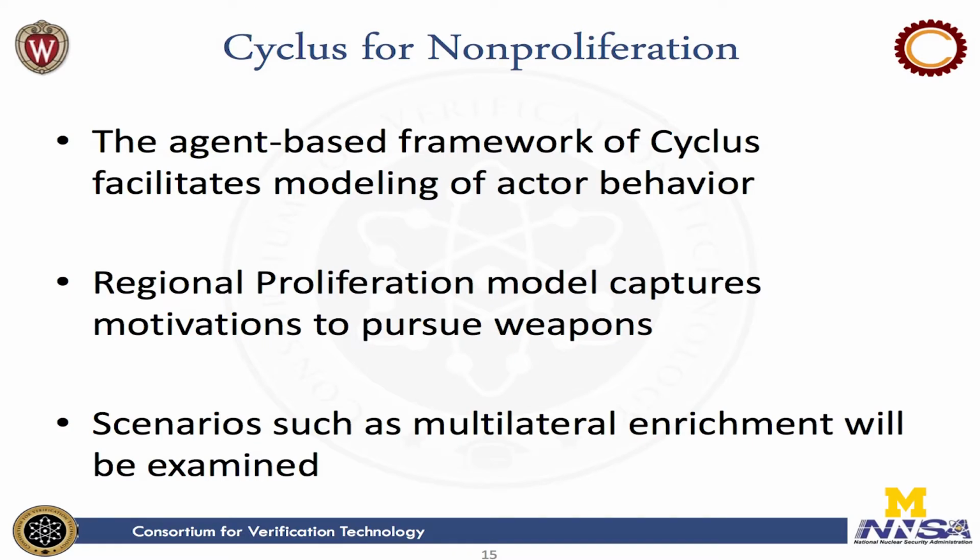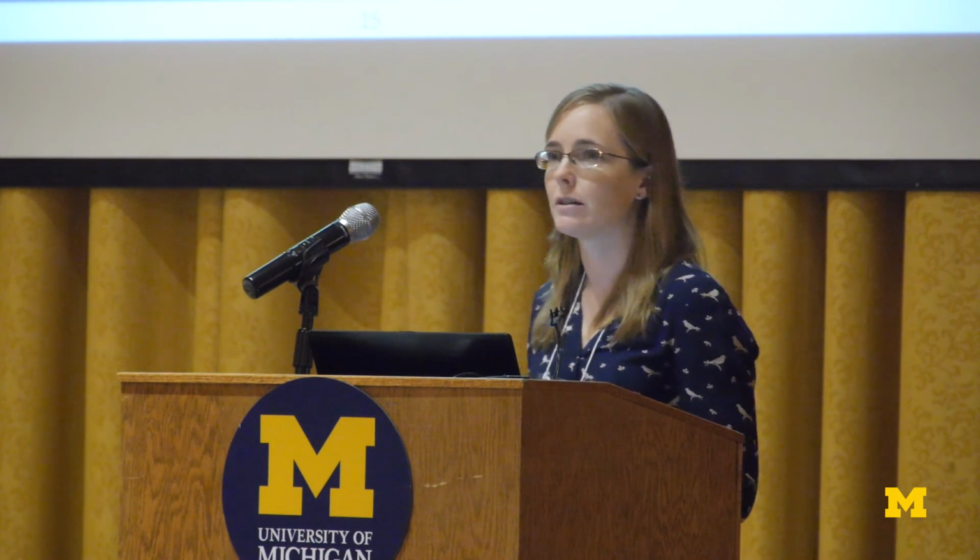So with that, I'll wrap up. Today, I have introduced how we can use Cyclus for non-proliferation using its agent-based framework, and we do this to facilitate the modeling of the behavior of actors in the simulation. We've developed a regional proliferation model that captures the motivations of countries to pursue weapons. And we plan to apply this model to scenarios such as multilateral enrichment that may have the potential to change the motivations and policies on the world scale going forward. So with that, I'll ask for questions.